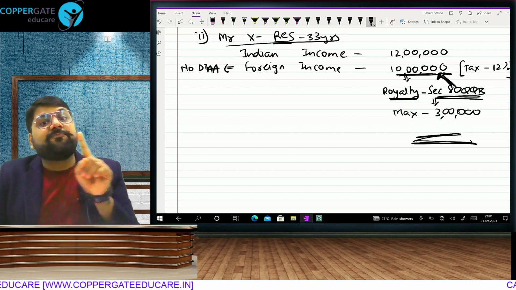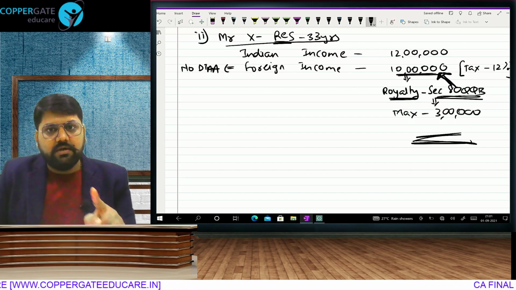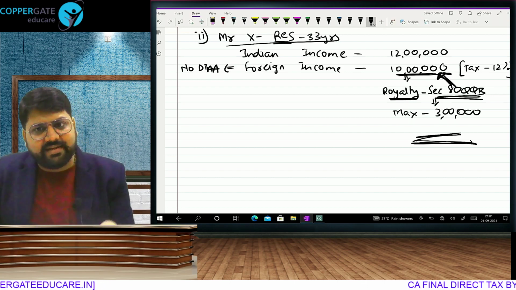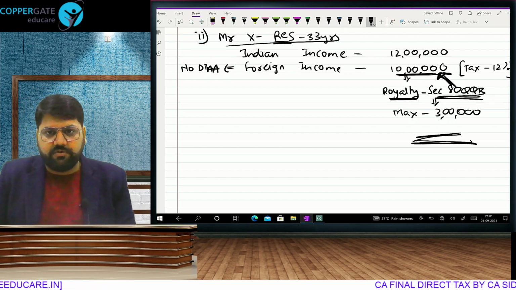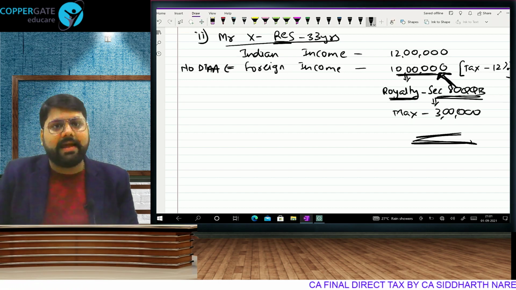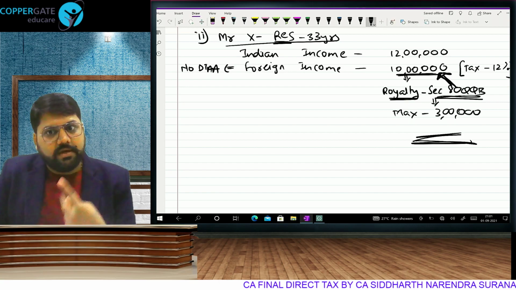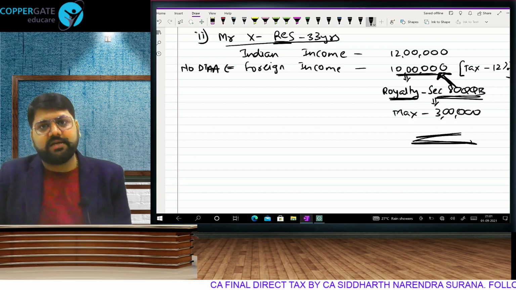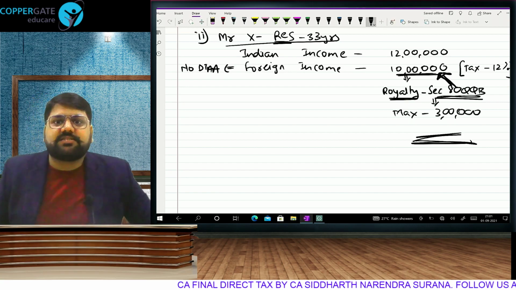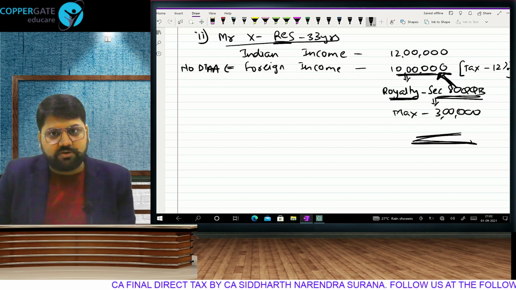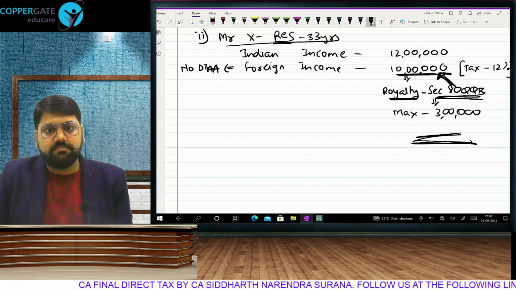10 lakh. That full 10 lakh will go in IFOS. That full 10 lakh will come in gross total income. And because it is higher than 3 lakh, you can take full deduction of 3 lakh. Instead of 10, if it was 1 lakh, then only 1 lakh will go in IFOS. It will come in GTI and then your deduction will be only 1 lakh. In other words, actual royalty or rupees 3 lakh, whichever is lower. 3 lakh is not flat, it is maximum.